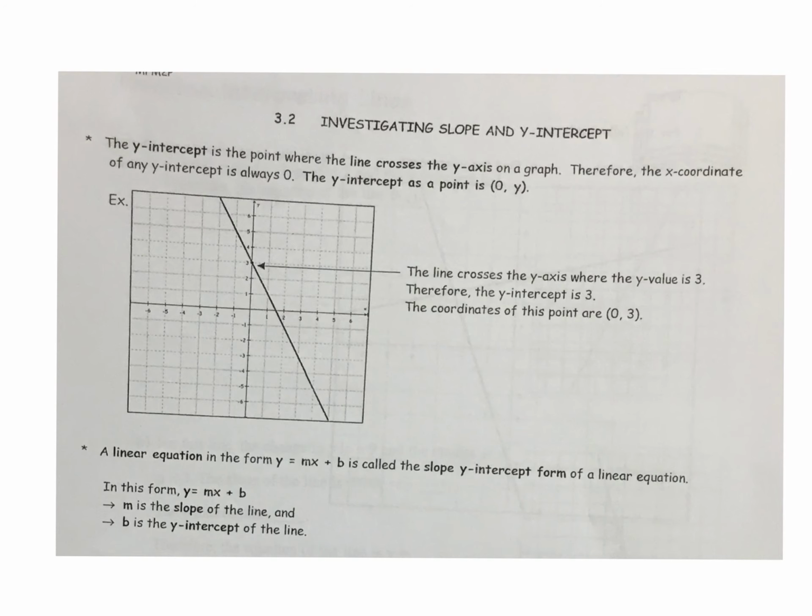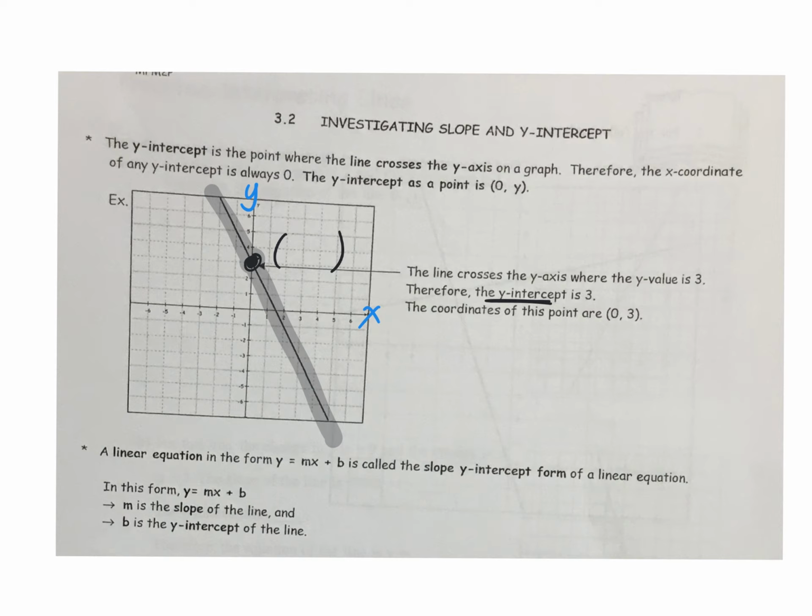The y-intercept, if you remember this from grade 9, is the point where the line hits the y-axis. So this is your y-axis and this is your x-axis on a graph, right? The point where your line, so here's my line, hits the y-axis, right here. That is always referred to as the y-intercept. The y-intercept is 3. But how do I write this point as a coordinate?